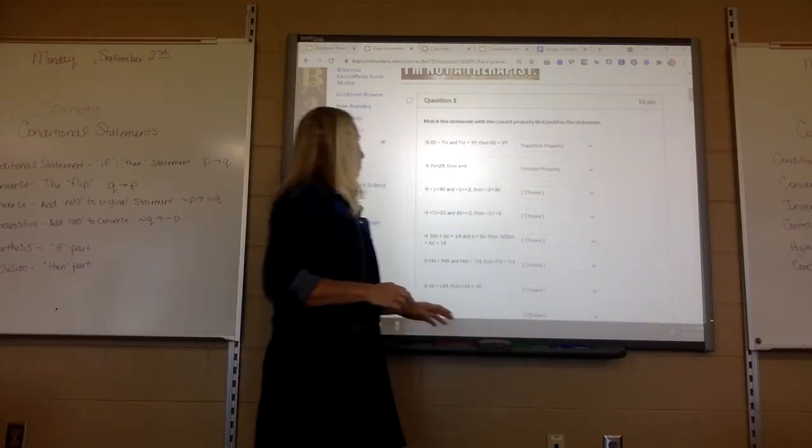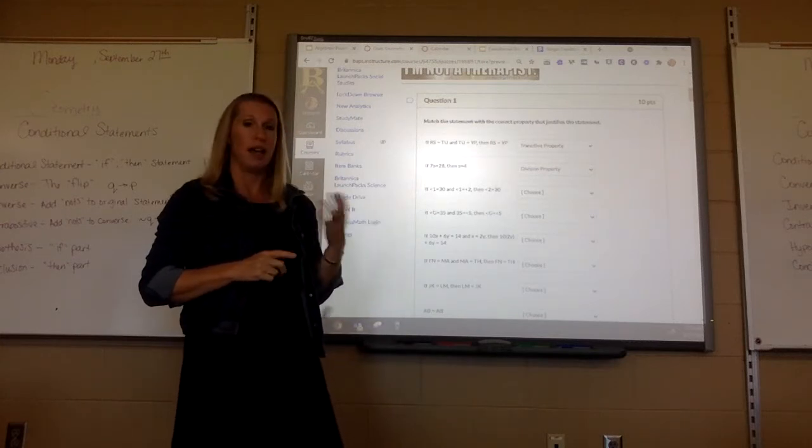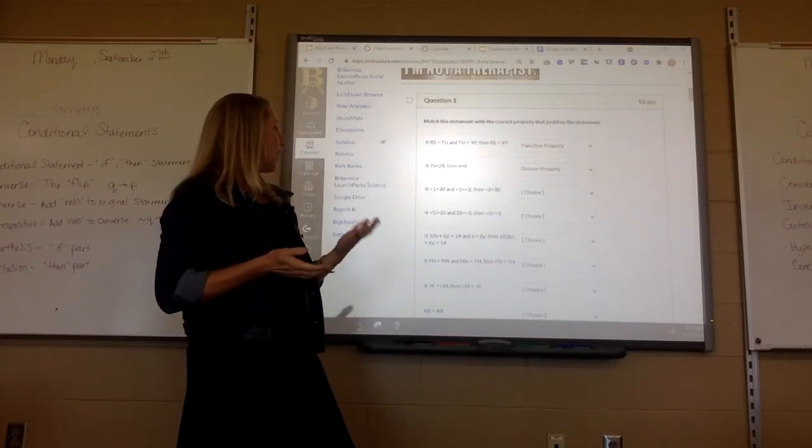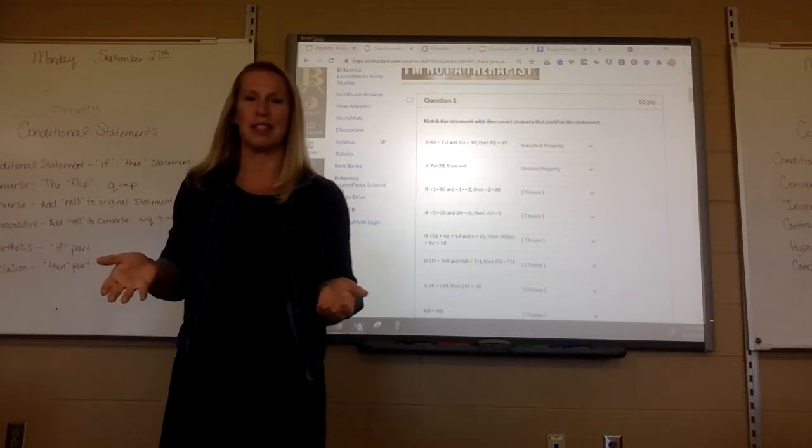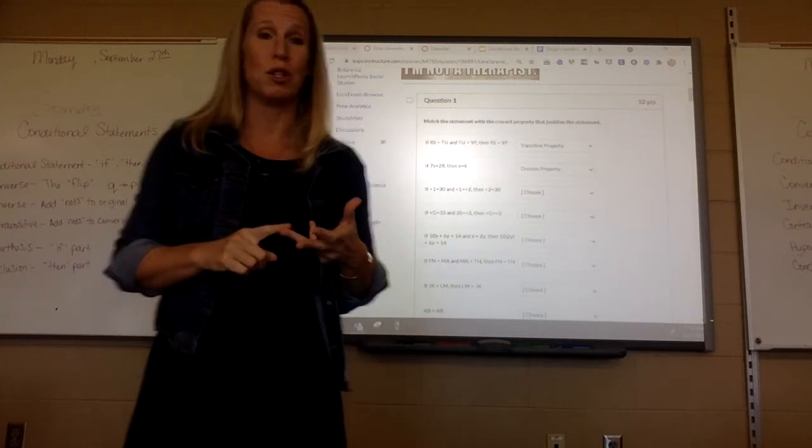Okay, this one says if angle 1 equals 30 and angle 1 equals angle 2, then angle 2 equals 30. So there's actually 2 things this could be. This could be substitution property or transitive property.